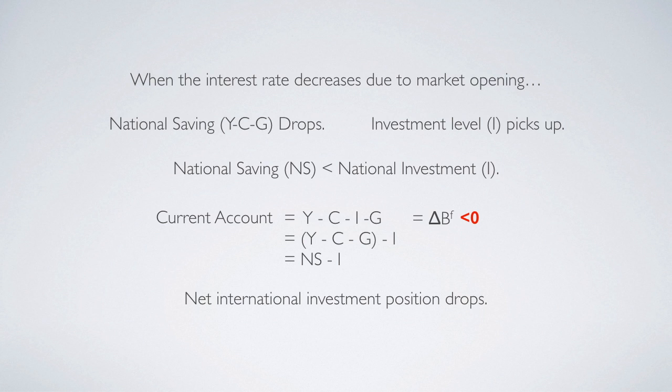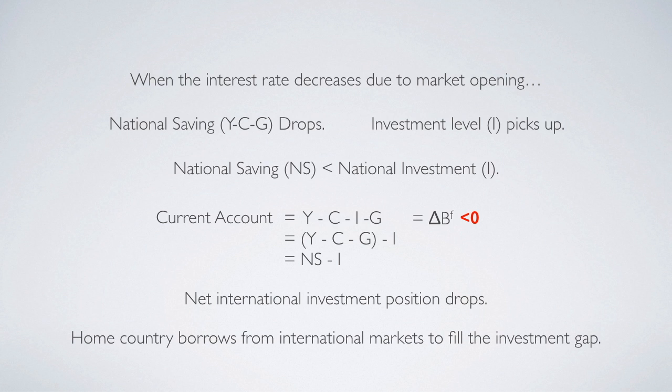A net investment position drop means that the home country will start to borrow from the international market. This makes sense because now the national saving level is not enough for the national investment level. So to fulfill the investment gap, we need to borrow from the international market. That's why we see the current account balance decrease here.